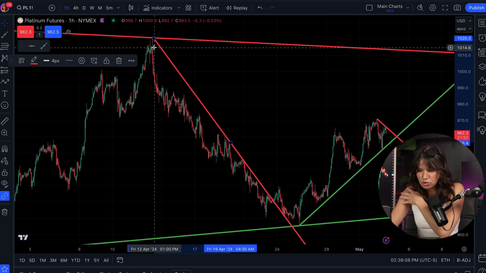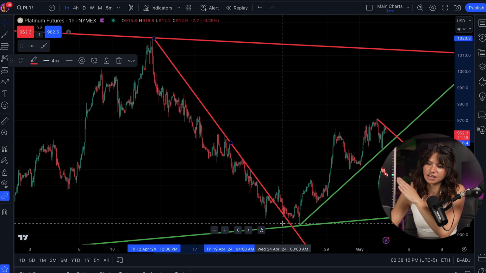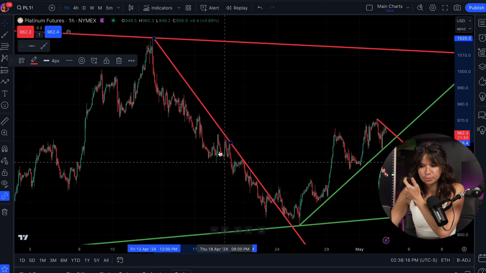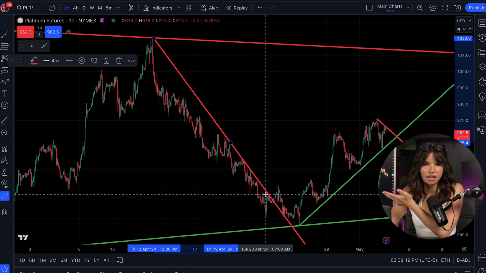So this would have been the most accurate. This would have been the 10 out of 10 trend line. If I had to pick one for a downward trend line on platinum, this would have been it. We've got plenty of touch points. The price respected it finally, and we've got a lot of data to work with here.